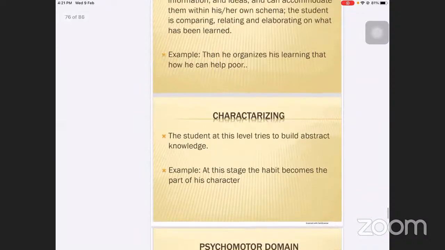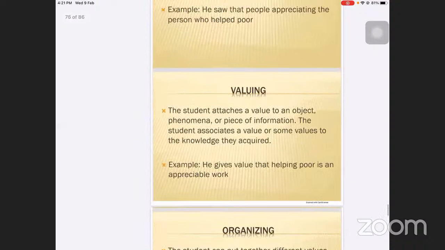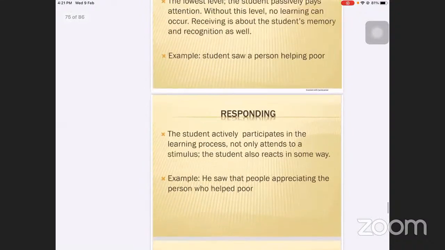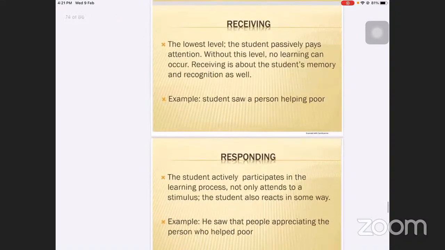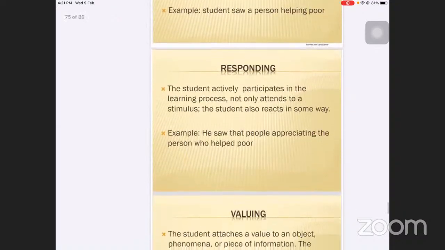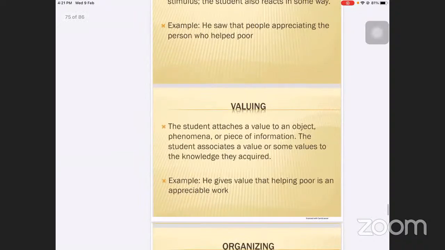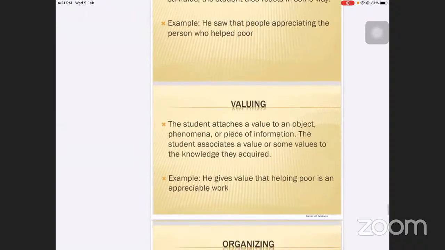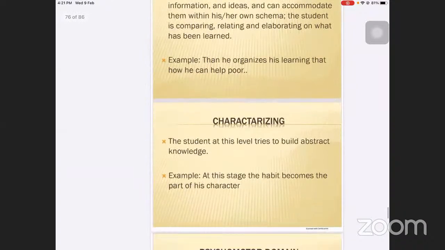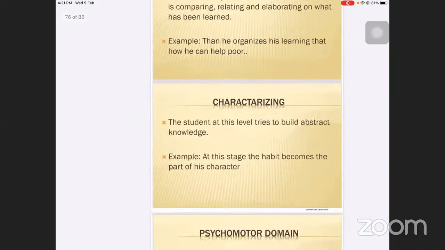So what is our duty as far as the teaching profession is concerned? We should always give students an environment that reflects good teaching. And for that, students always respond, appreciate, accept it as a value, organize it, and ultimately it becomes part and parcel of the personality. So in that way, we can develop the character of good students.